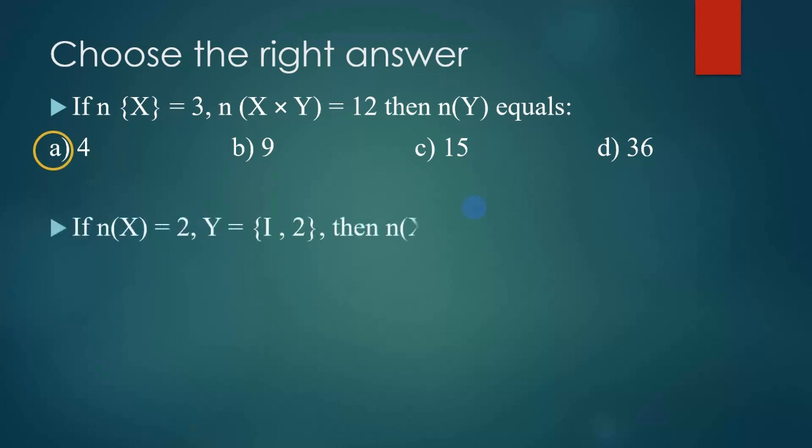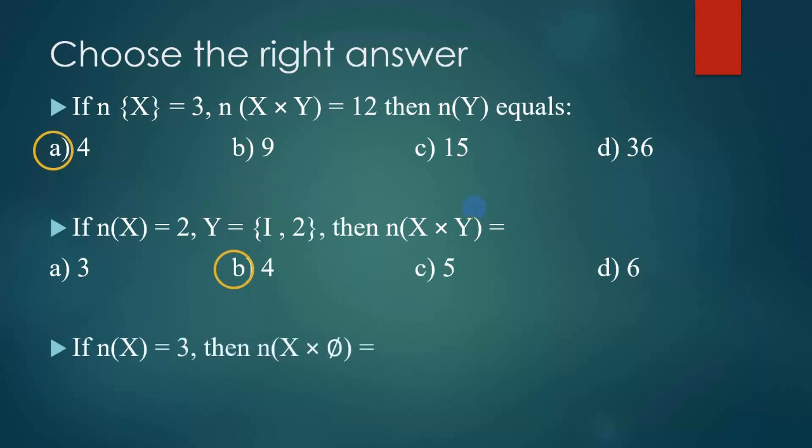If n of x equals 2, y is the set {1, 2}, then n of x cross y. The number of elements of x is 2. The number of elements of y is 2. So n of x cross y equals 3, 4, 5, or 6. The right answer is 4, which is 2 times 2.